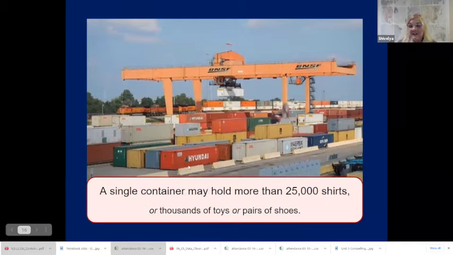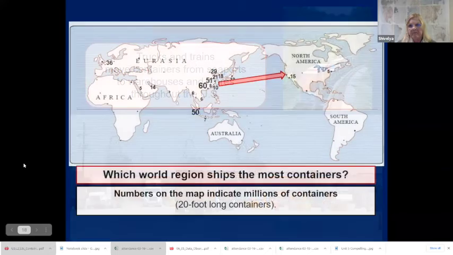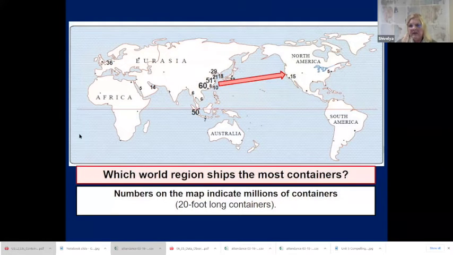In just one container, one semi could hold up to 25,000 shirts, or thousands of toys or shoes or whatever. And this huge machine is picking it up and unloading it off of the ship onto the dock. Then they are put on semis and trains and distributed throughout the United States. And again, this takes a look at where these container ships come from and where they are headed.